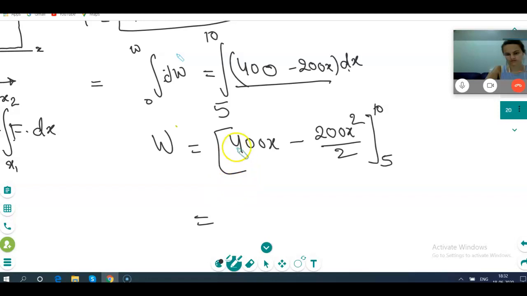Okay, so it's going to be 4,000 minus, this is going to be 100 x squared, 1,000. Oh, wait. So it's going to be 10,000. Okay, 4,000 minus 10,000, and then minus 5.